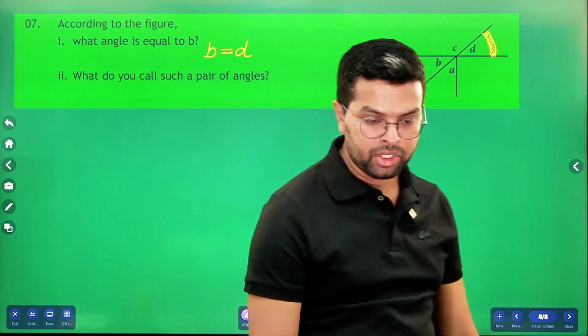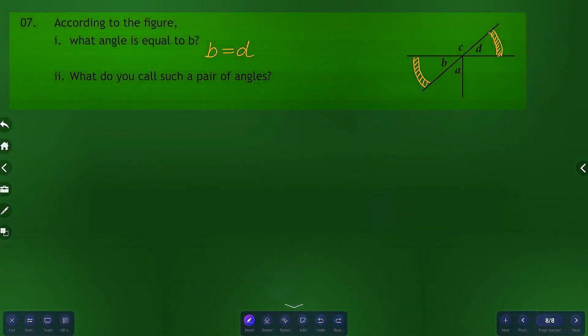Right, next question. What do you call such a pair of angles? These kinds of angles have a special name. Can you remember? These are called vertically opposite angles. I hope you are clear.